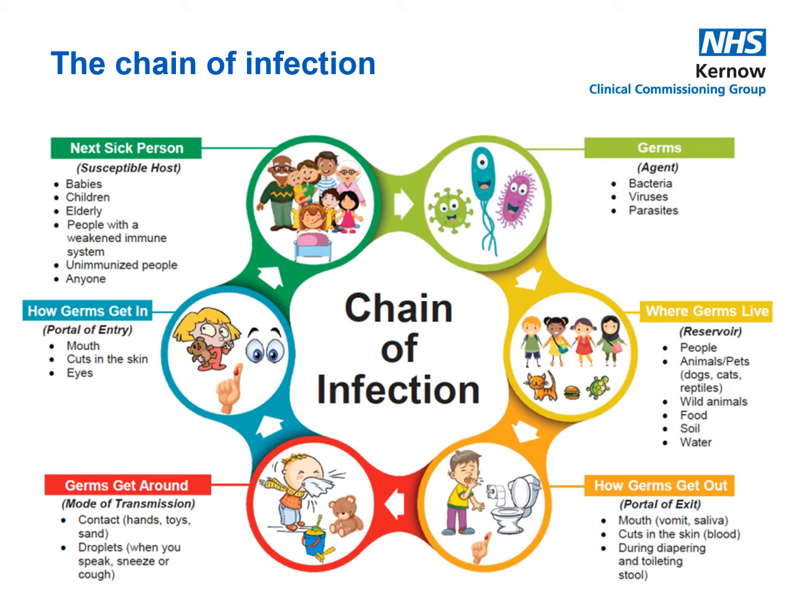The last point on the chain is the susceptible host, the person who is vulnerable to infection. This could be for a variety of factors such as age, low immunity, or any other underlying health conditions. An example of breaking the chain at this point would be vaccination to help the person fight off infection and prevent disease, illness, and death.